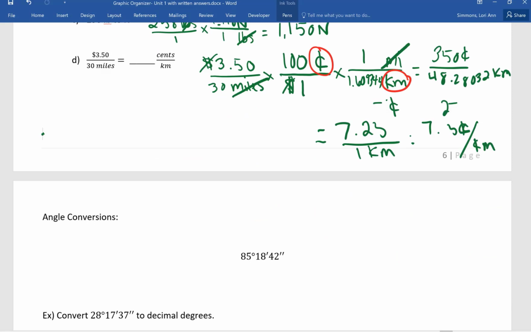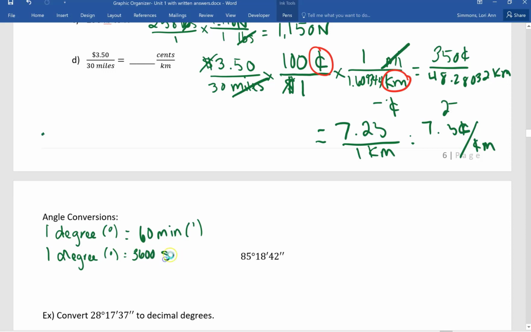Moving on to angle conversions. We have 1 degree is going to equal 60 minutes. And then 1 degree is equal to 3,600 seconds.